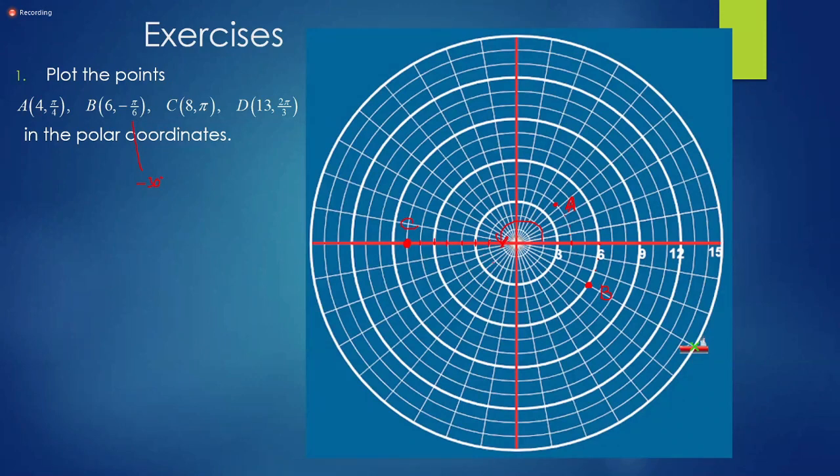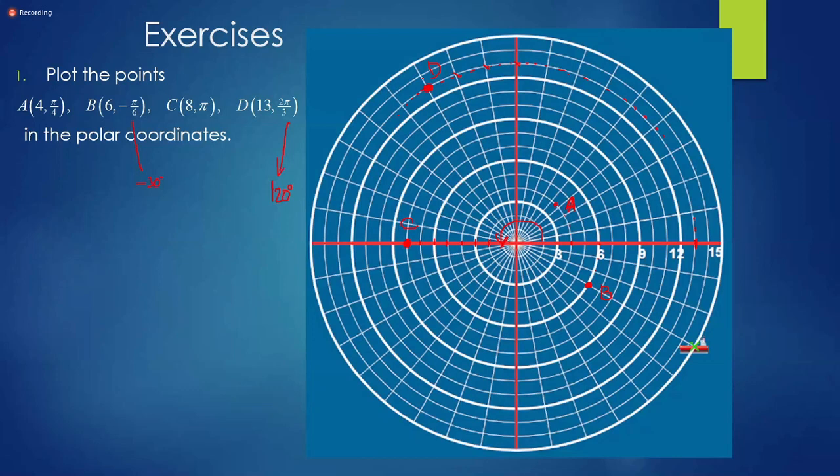And finally D, 13 and 2 pi over 3. 2 pi over 3 is 120 degrees. So, all right, and 13, so 13 would go along this arc, until we reach 120 degrees. So 90, 100, 110, 120. This is the point D. So this is how we learn to plot the points in the polar system of coordinates.